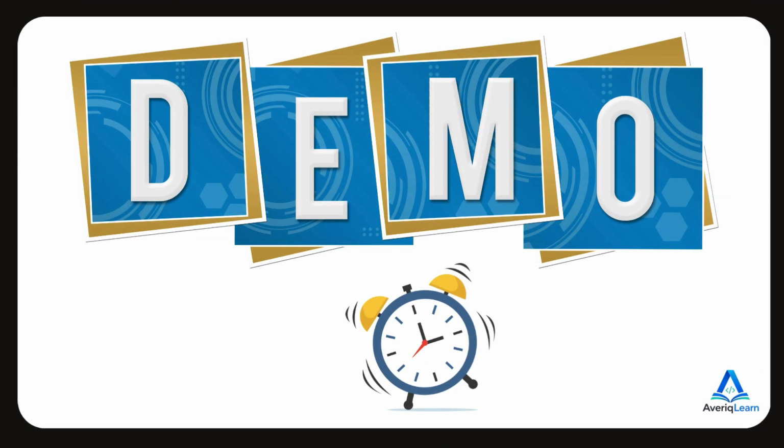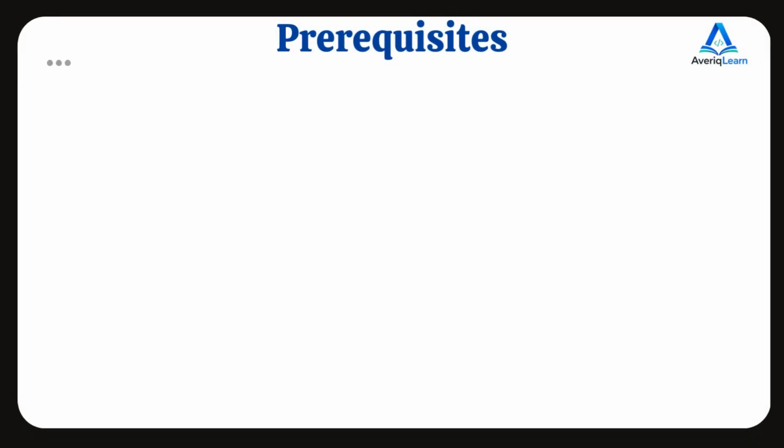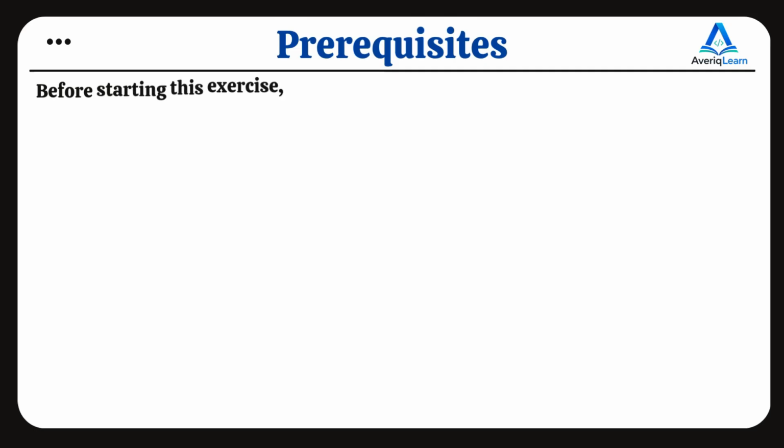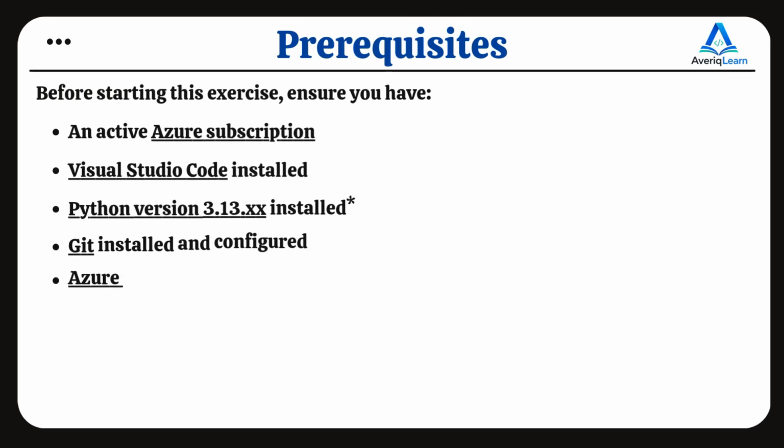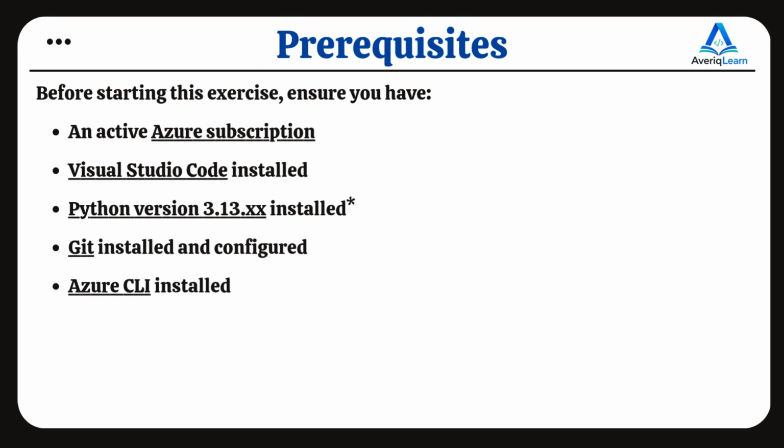We will do this. Prepare for an AI development project. In this exercise, you use Microsoft Foundry portal to create a project, ready to build an AI solution. Prerequisites. Before starting this exercise, ensure you have the following shown on the screen.